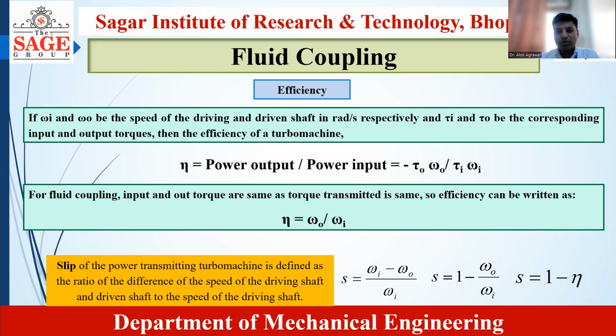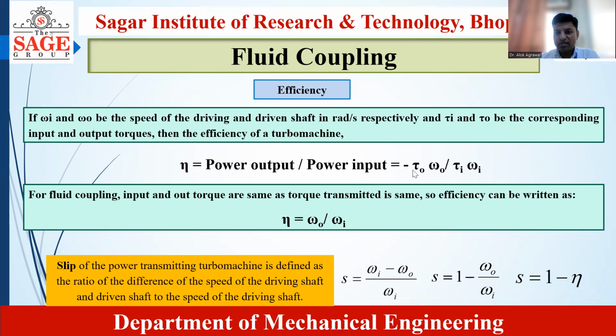So what is power output? Power output will be the multiplication of torque at the output shaft and the speed of the output shaft. And what is the power input? It will be the multiplication of torque of the input shaft and the speed of the input shaft. So it will be tau 0 into omega 0 by tau I into omega I. So this is our efficiency.